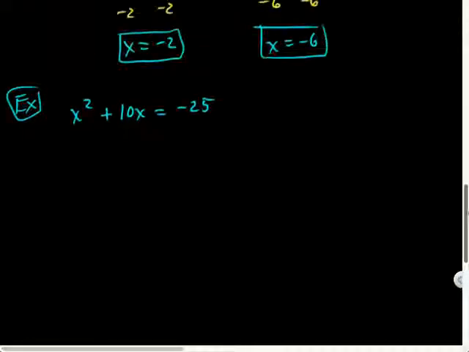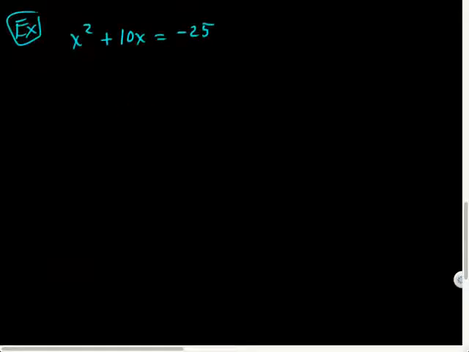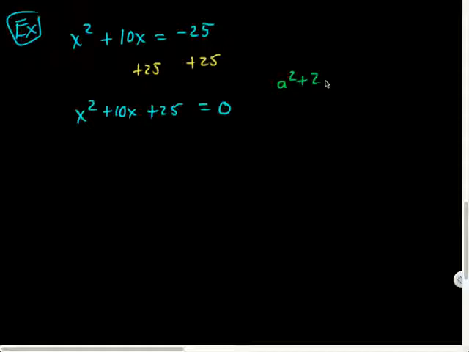So guys, check this out. I just want to point out that not all problems are going to have 2 solutions. In this case, when I set this equal to 0, x squared plus 10x plus 25 equals 0. Now, to factor this, oh, wait a minute.